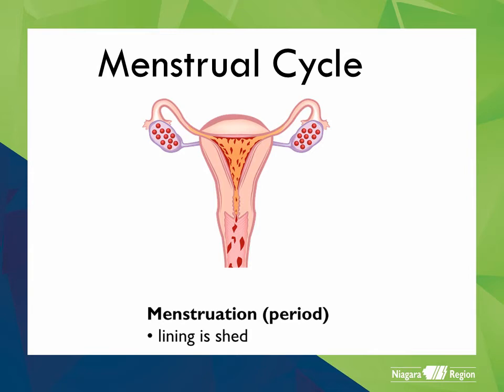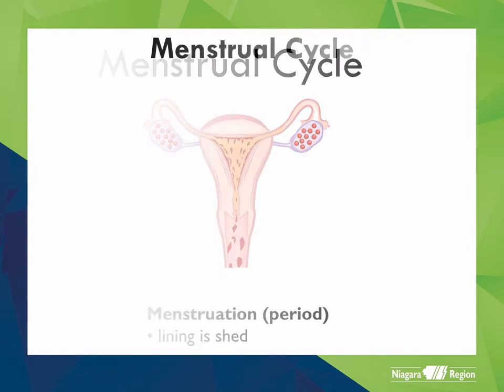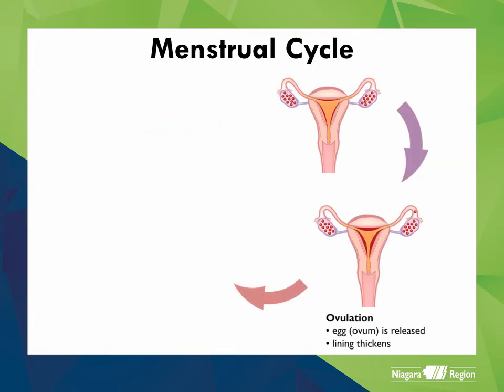The thick hormone-dependent functional layer of the endometrium detaches from the uterine wall, a process that is accompanied by bleeding for 3 to 5 days. This is the overview of the menstrual cycle.